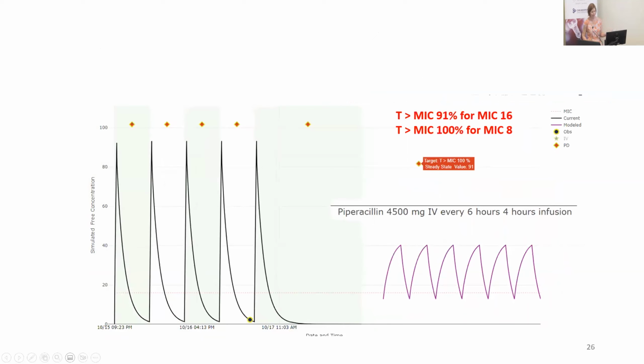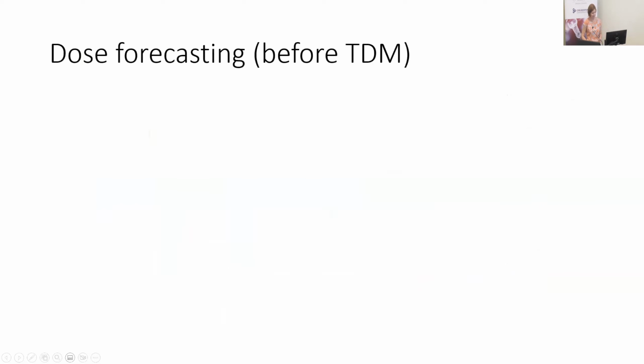So you're barely even above the MIC for 50% of the dosing interval. And then without needing to increase the dose, just taking that piperacillin to 4.5 grams, 6 hourly over 4 hours gives you 100% T above MIC for an MIC of 8 and 91% for an MIC of 16. So really, knowing how to use your drugs to get the most out of them, and using the dosing simulations that help you visualize it and plan it.